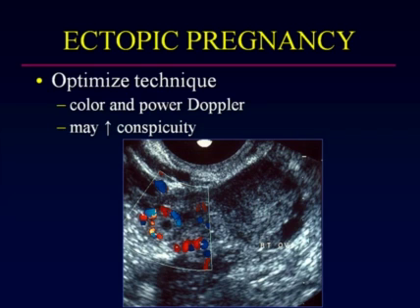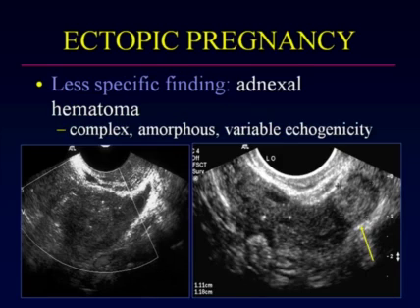When you see an adnexal hematoma, as in this case, another thing that you can do to optimize your technique and improve your visualization of the ectopic pregnancy is to use color and power Doppler. You see in this case that when you use the color Doppler, the color clearly outlines that echogenic tubal ring, and it may increase the conspicuity of this finding within the adnexal hematoma.